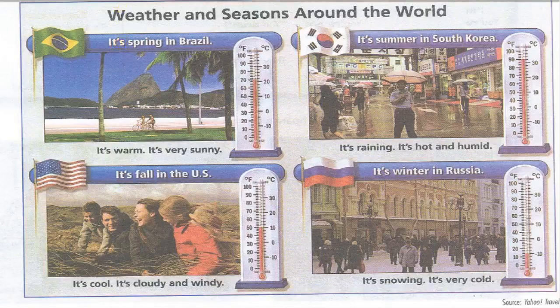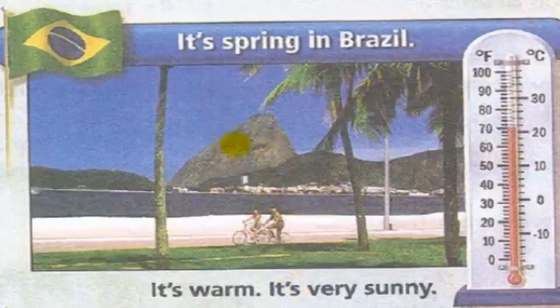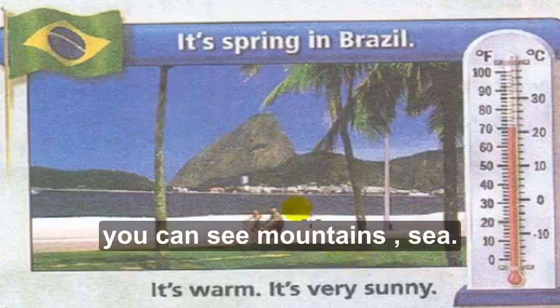Exercise 7. Weather and seasons around the world. Picture number 1. Look at the picture. What do you see? It's sunny, it's warm, not hot, not cold. You can see mountains, sea.